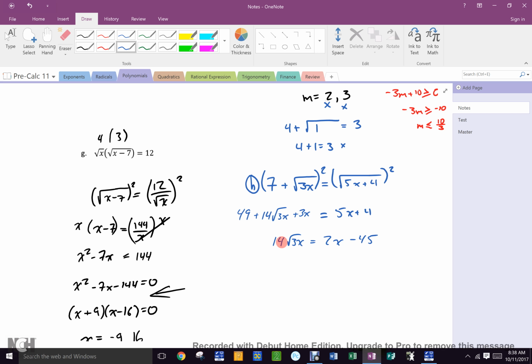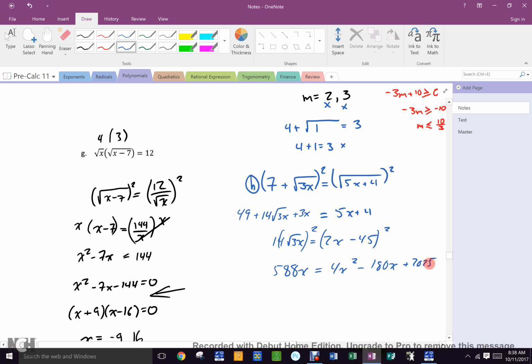Square again, right? So that is going to be 14 times 14, which is 196, times 3x, yes? Which is 588x equals, what do I got to do to this side? Square it. 4x squared minus 180x plus 2025. Everyone okay? I just did the FOIL in my head. Is everyone okay with that?